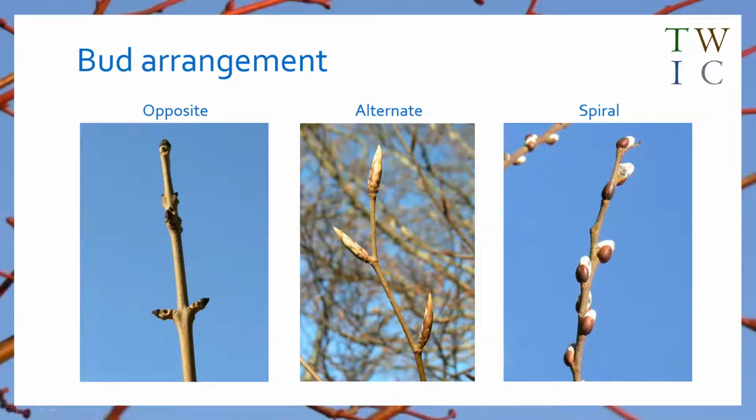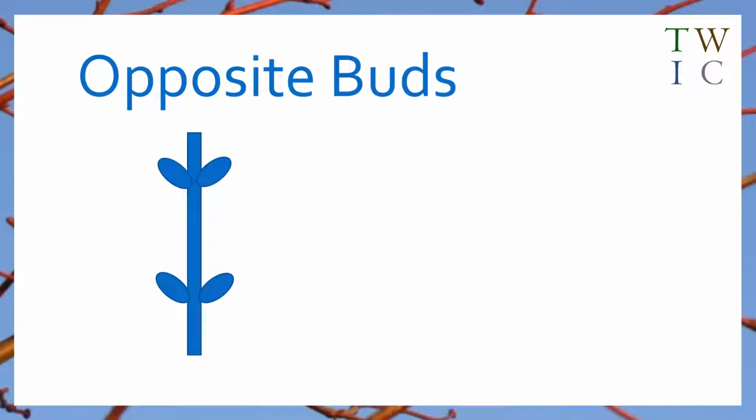So we're going to make a start now on looking at species with opposite buds. So that's trees with buds in pairs, like this.